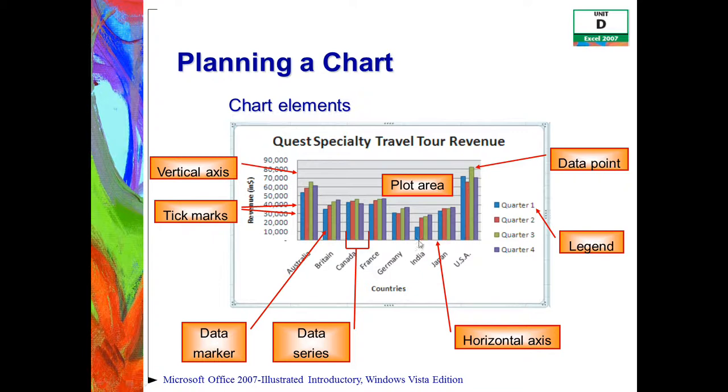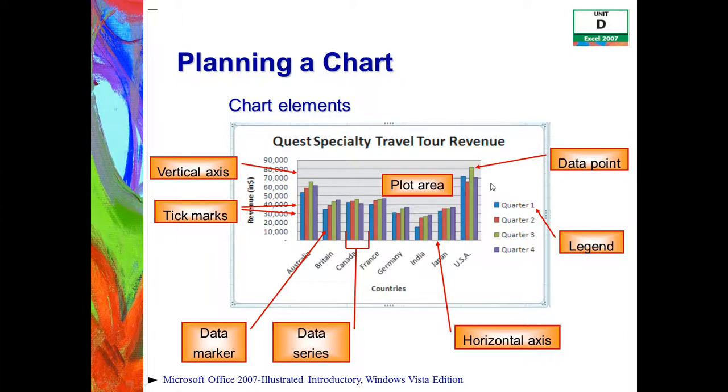We have our horizontal axis right here, and that is what we call, once again, our category axis. And here's our different categories that we're going to be looking at. Of course, we also have our legend as well, and our legend gives us the information on how to match up what each of these colors represent. And then, of course, up here we have a data point. So even though we have our data marker showing the whole area, this data point is right up here at the top, and that is really where the value is at.